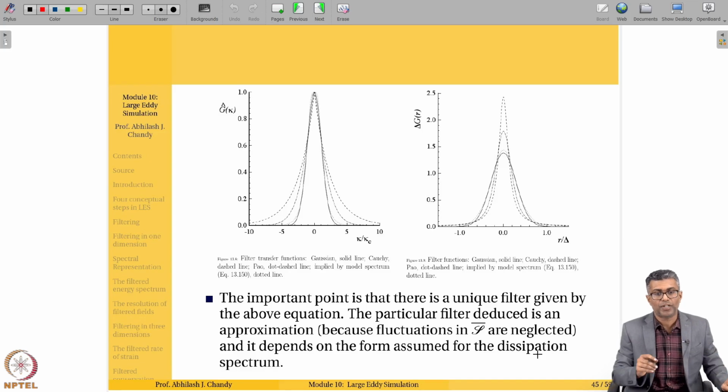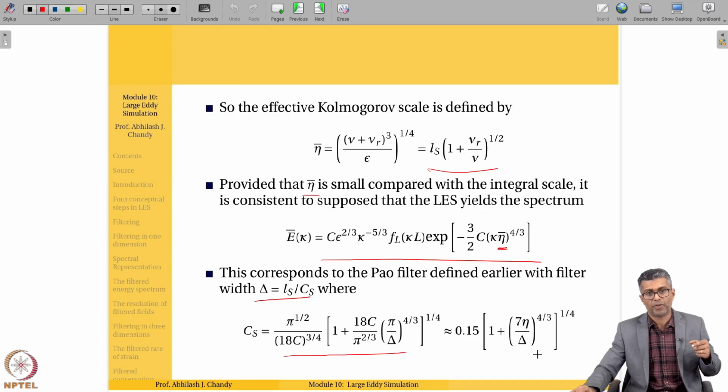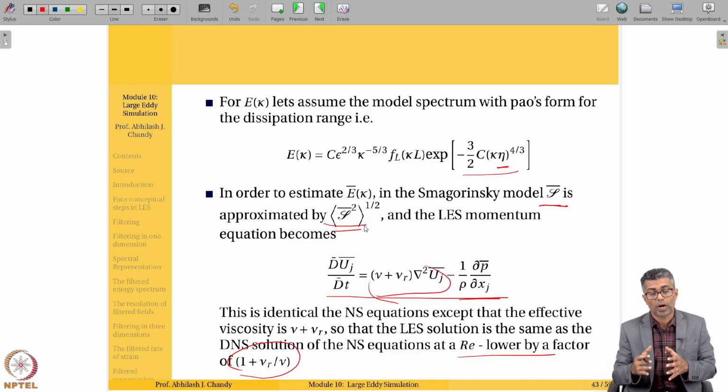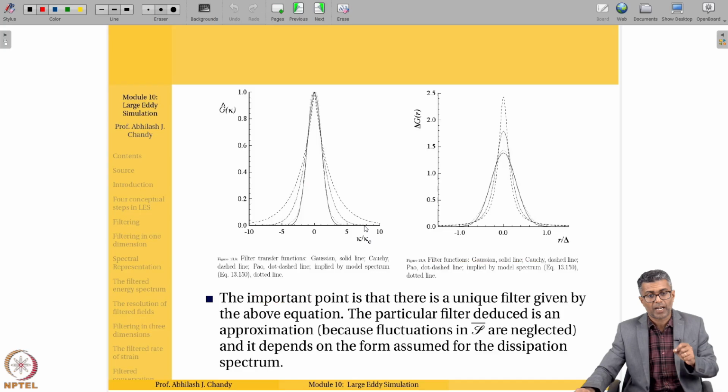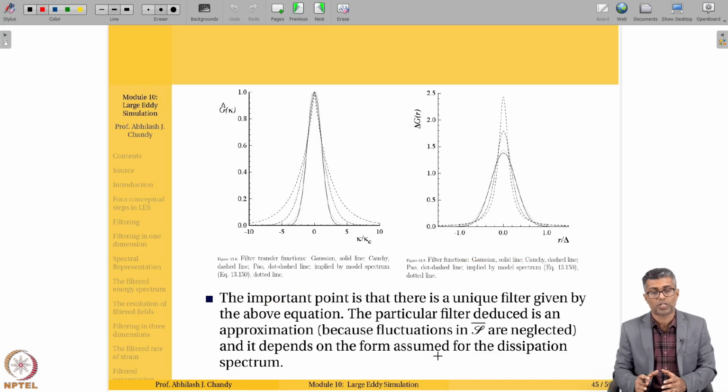So the important point is that there is a unique filter given by the above equation. The particular filter deduced is an approximation because we neglected the fluctuations in S bar, right? We made this approximation in the Smagorinsky model, assuming S bar is approximated by S bar squared, the whole thing to the square root. So because of that, we neglected some fluctuations. But otherwise, it depends on the form assumed for the dissipation spectrum, as in the power spectrum, right? Power spectrum is what we had defined.